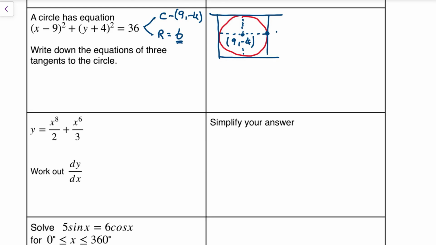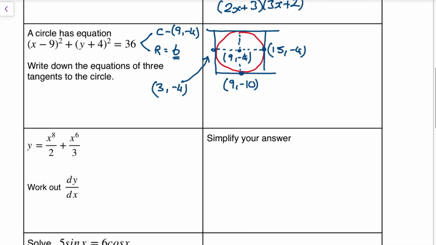So it's 9 plus 6, which is 15 minus 4. I know this point here, well, I'm going down by 6, so it's 9 minus 10. I know this point here is going to be a bit messy, so let's do it over here. This point here is going to be 3 minus 4, and this point, squeeze it in over here, is going to be, well, I'm going up by 6, so it's going to be 9, 2.